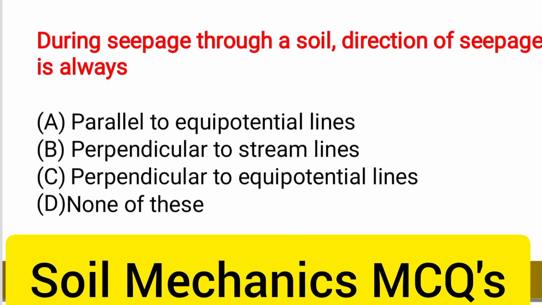Next question, during seepage through a soil, direction of seepage is always option A parallel to equipotential line, option B perpendicular to the streamline, option C perpendicular to the equipotential line, option D none of the above. So the correct answer is option C perpendicular to the equipotential line. Okay, so the flow line is always perpendicular to the equipotential line. Okay, so that is called flow net.